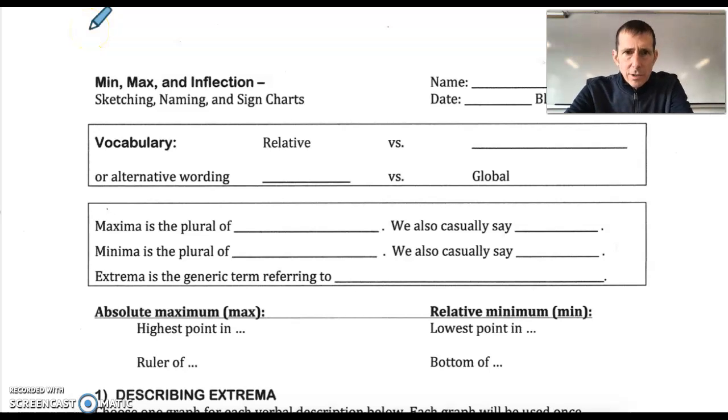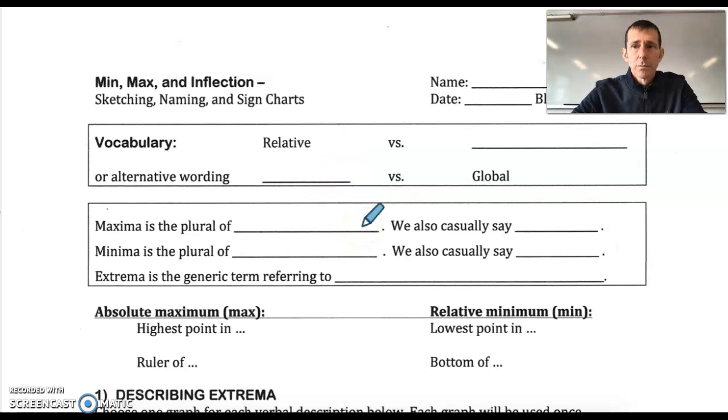All right, so we're just going to do a very quick review of some of these terms, and then we're going to use them as we move forward back into the world of derivatives. We're going to talk about mins and maxes, points of inflection, and we're going to use derivatives to help us find them.